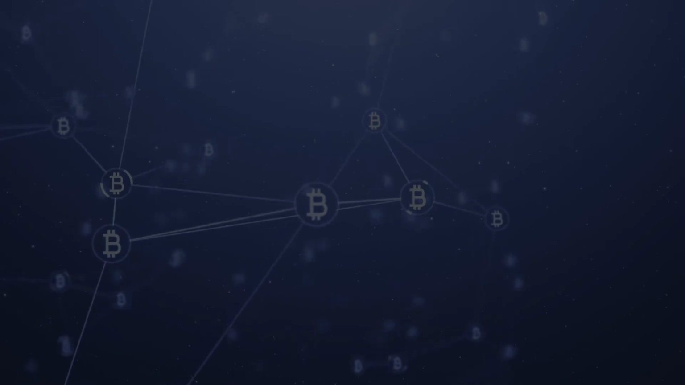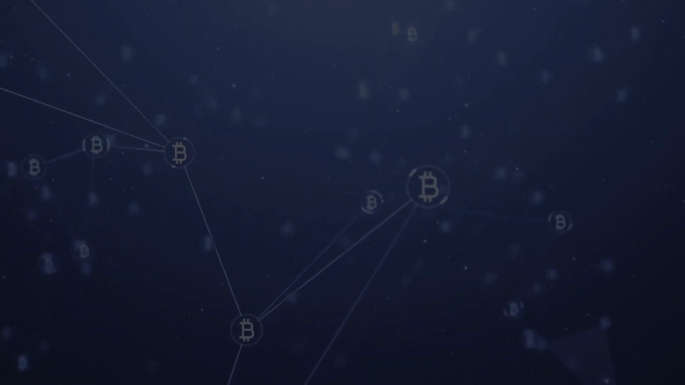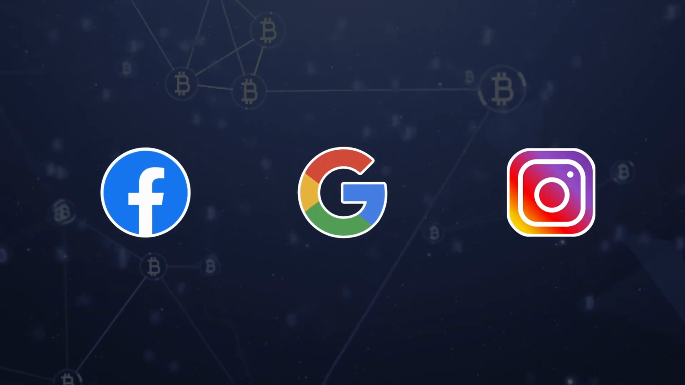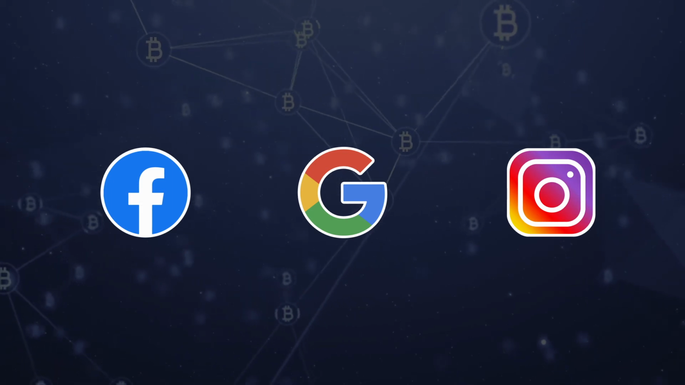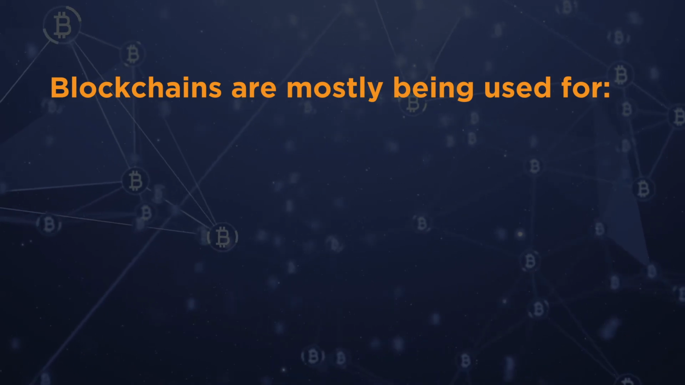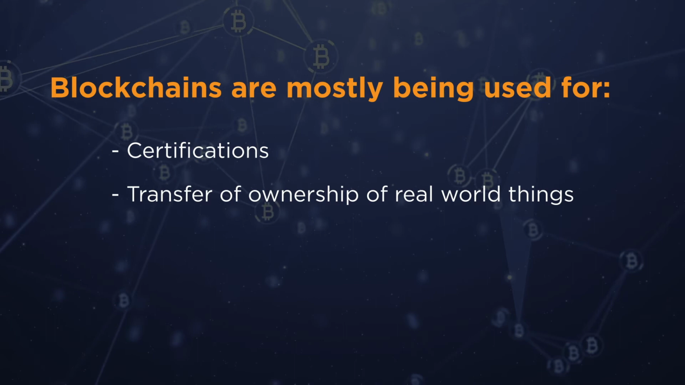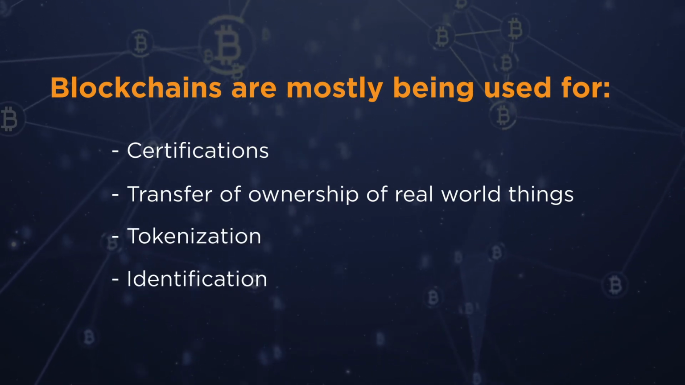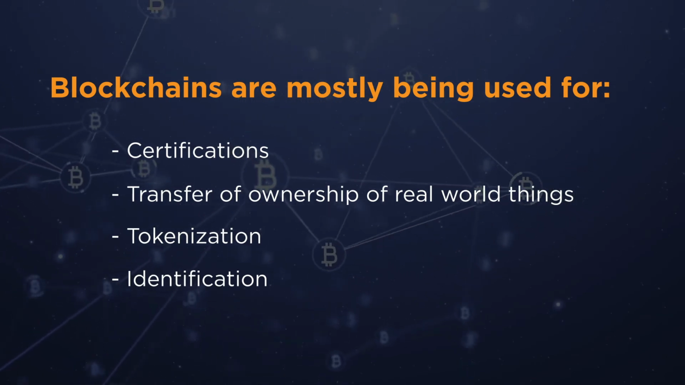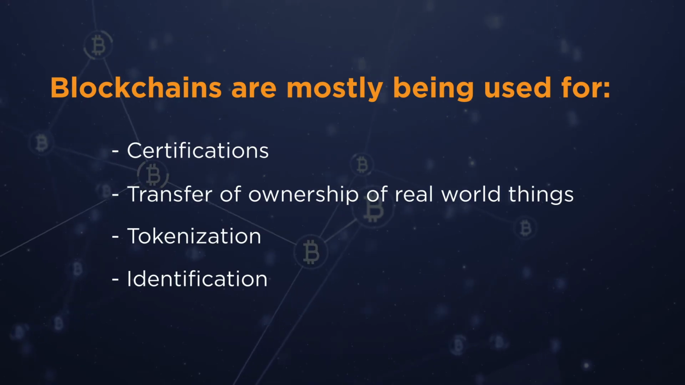Think of it as how the internet is the underlying technology of applications we use right now, such as Facebook, Google, Instagram, and etc. The same goes with Bitcoin as just one of the many applications running on blockchain. Blockchains are mostly being used for certifications, transfer of ownership of real-world things, tokenization, and identification. Blockchain platforms like Ethereum allow developers to create decentralized apps for chatting, sharing information, and even games.